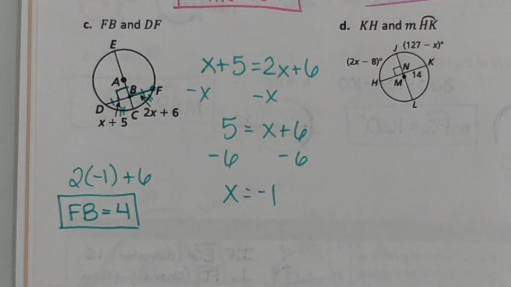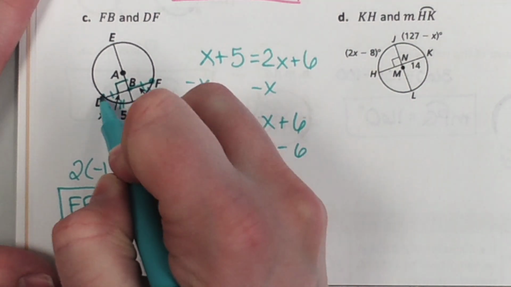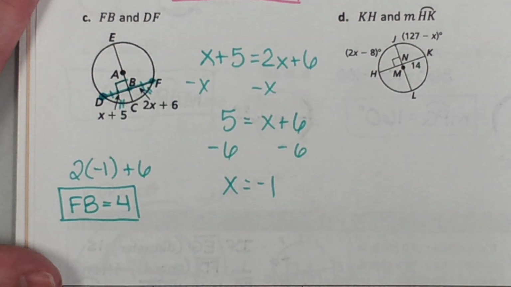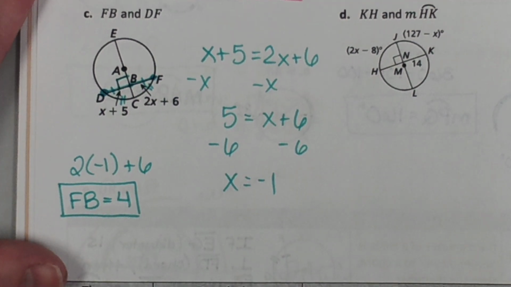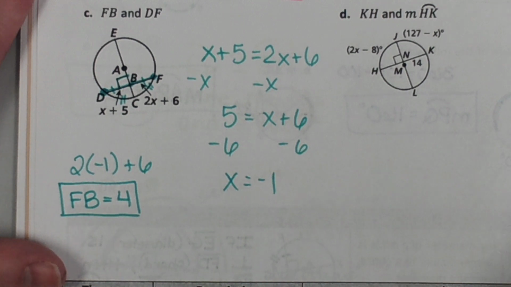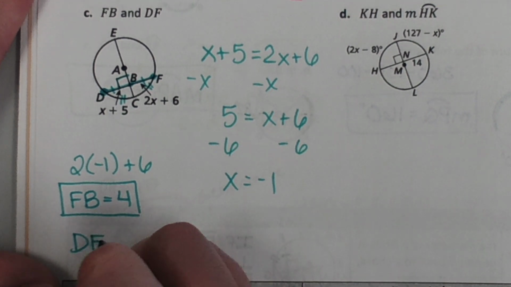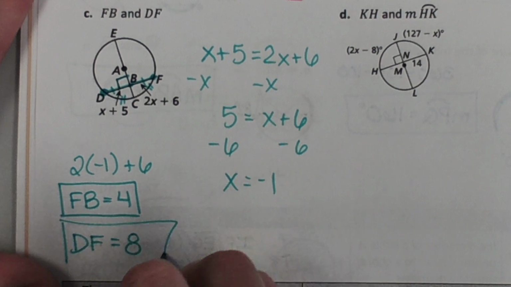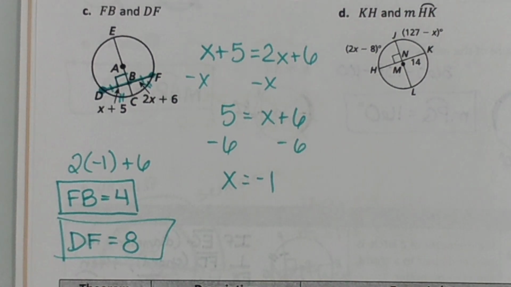Okay, I want FB. I also want DF. DF starts here, goes to there. I add them together, and the two things I'm adding together are both 4. 4 plus 4? 8. Pay attention to what it asked you to solve for. Sometimes it might have asked for DB, in which case you would have just told me it was 4. Let's do this next one.